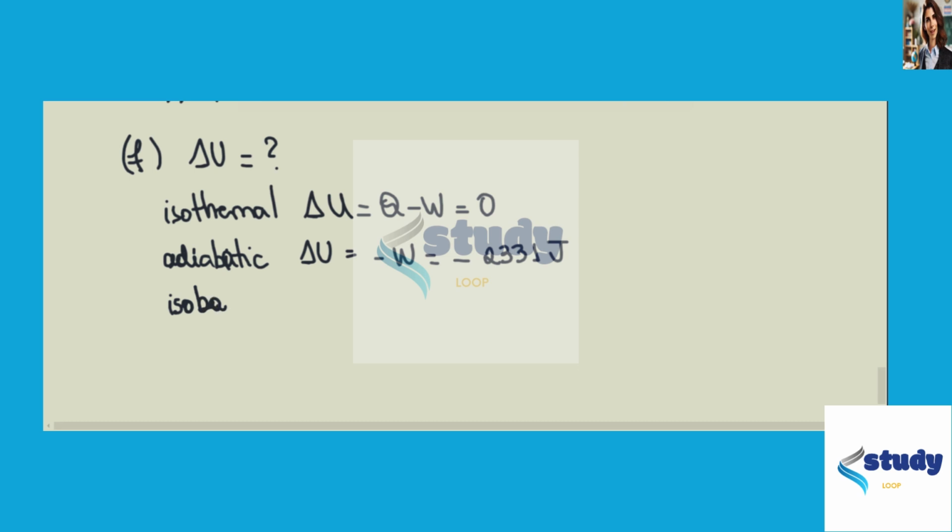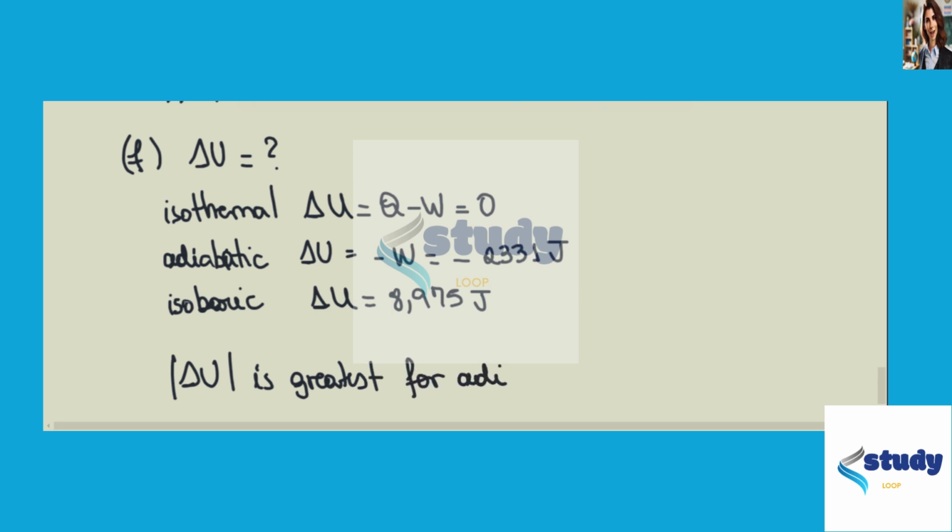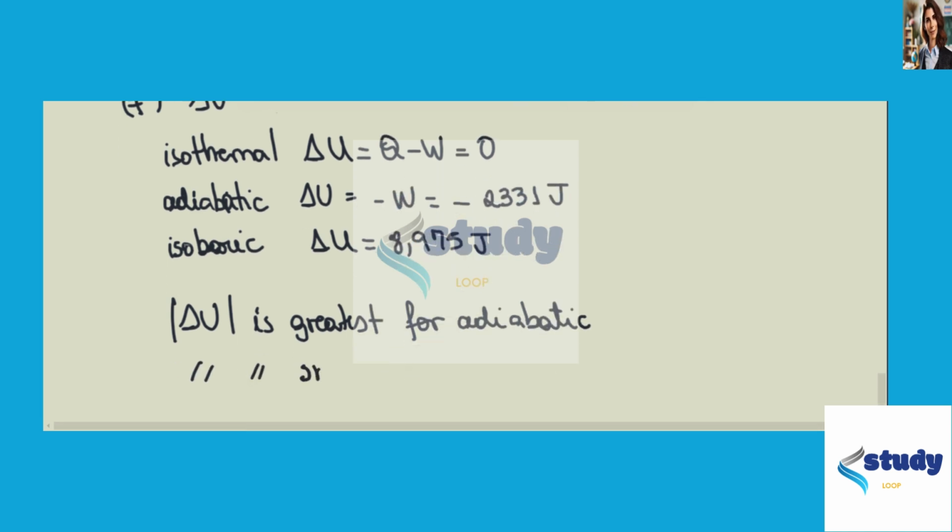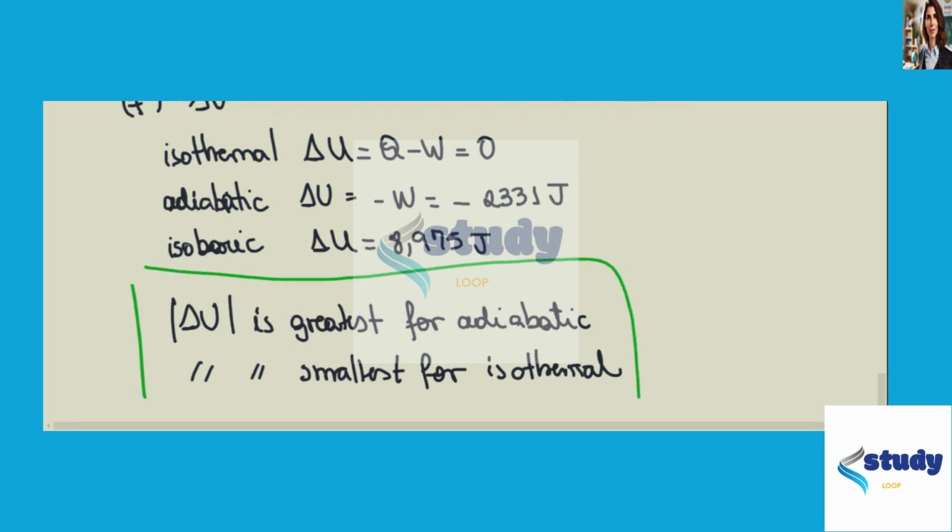And finally, for the isobaric case, delta U, we calculated that in question E, that's 8,975 joules. So the absolute value of delta U is greatest for the adiabatic case, and it's the smallest for the isothermal case. And this concludes our exercise.